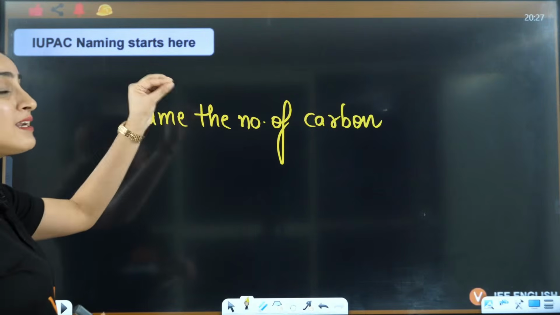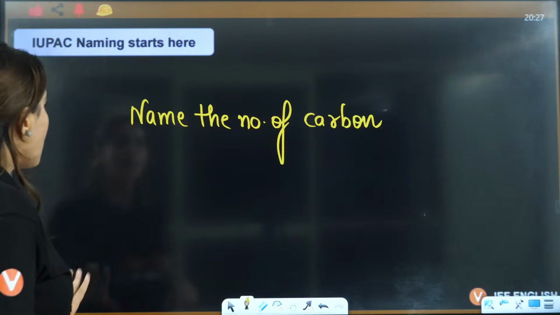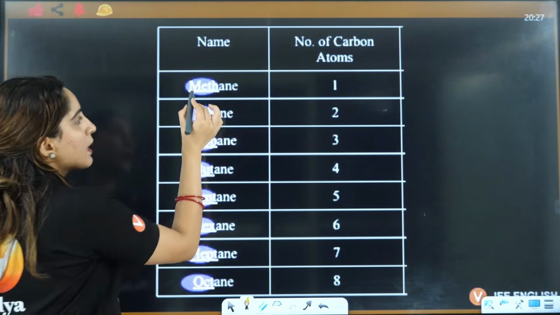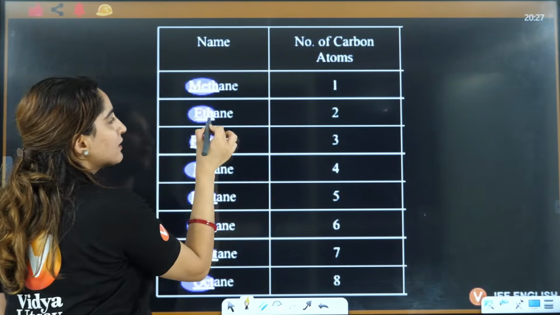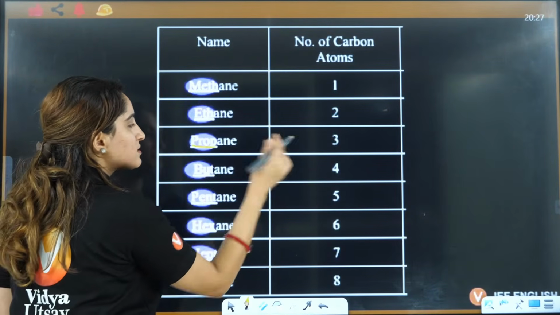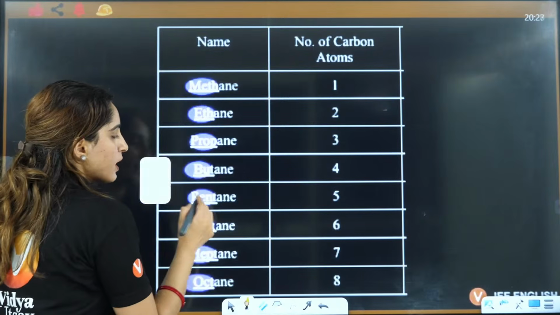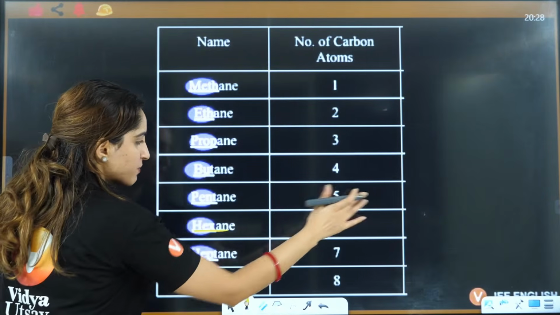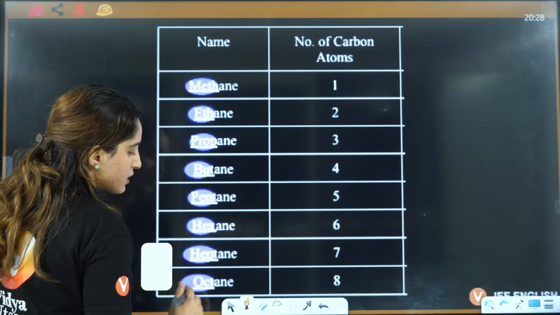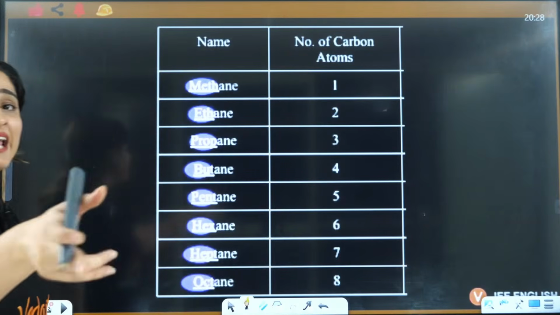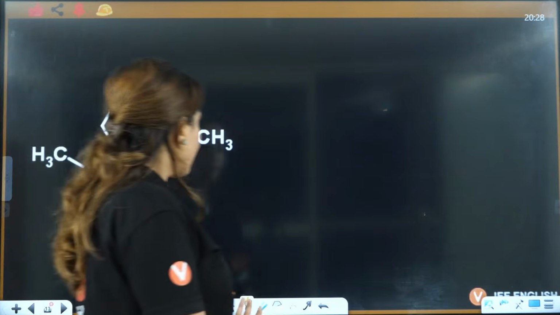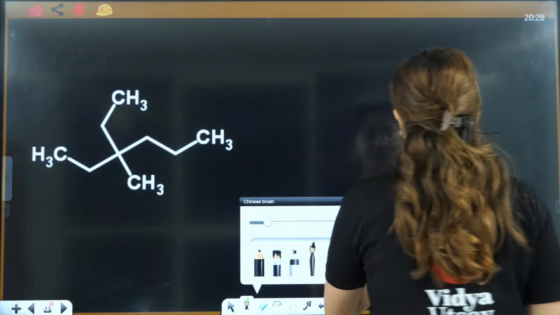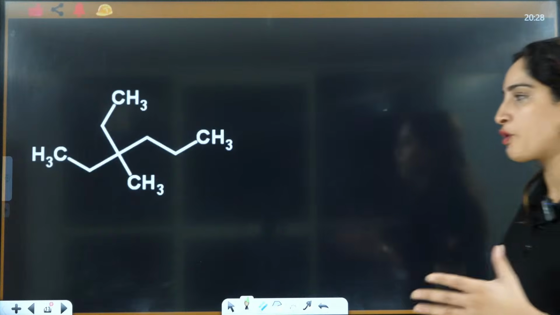So firstly we'll see number of carbons, right? Meth means 1 carbon, eth means 2 carbon, prop means 3, but means 4, pent means 5, hex means 6, hept means 7, oct means 8, 9 means non, 10 means dec. Okay? 9 means non, 10 means dec. Right? So that's how you're going to learn this.